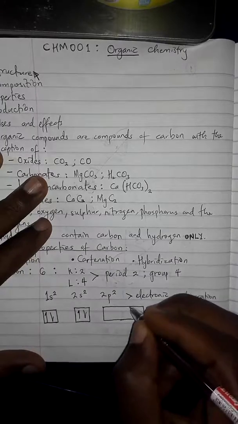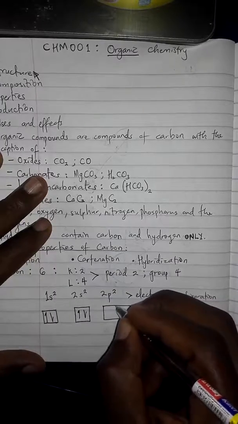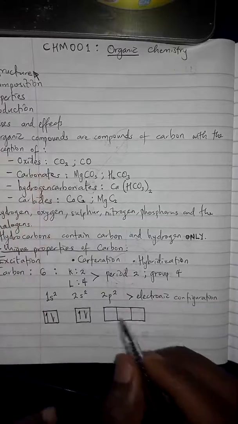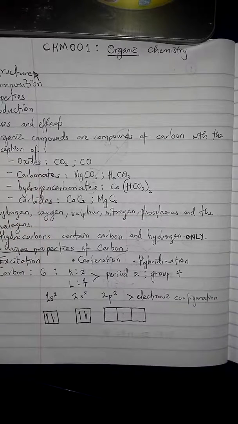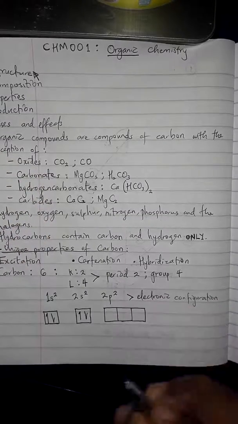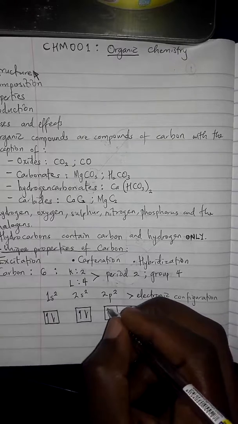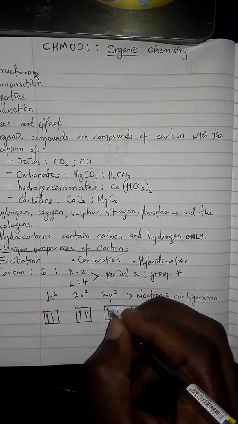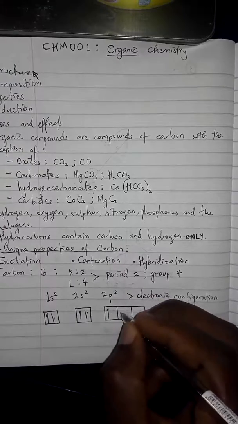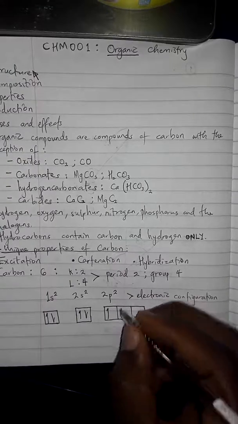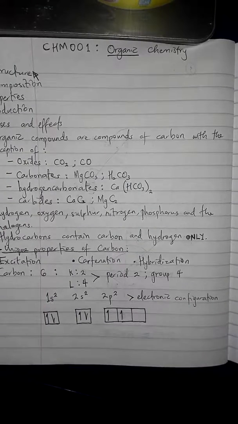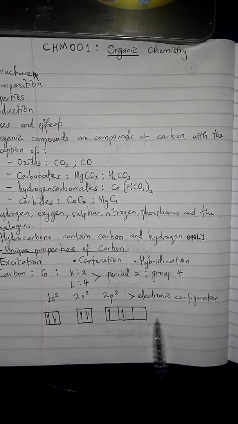So you have something like this. These are the degenerate orbitals: 1, 2, 3. Now, we're going to fill singly first before pairing, as we know. There are just 2 electrons to be filled. So I have this and I have this. I cannot pair them. I have to fill singly first because they have the same energy level.